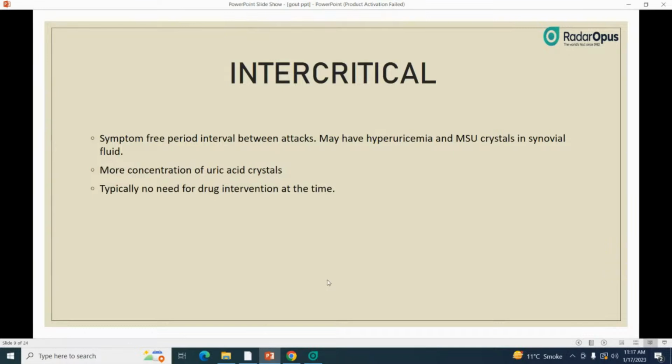It is during the intercritical phase that the physician should focus on secondary causes of hyperuricemia. The medications should be assessed to identify those that may aggravate the patient's condition, for example diuretics, if the patient is using them. Dietary education regarding purine-rich food should also be provided to the patient at this time.